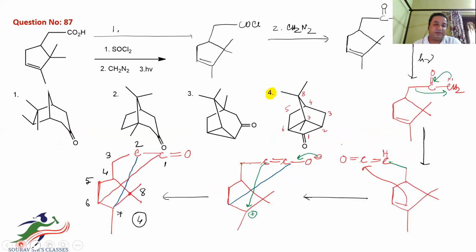Okay, for the next one, here in question 87, we have to find out the product that is formed. And here, if you're treating with thionyl chloride, the acid becomes converted to acid chloride. And then we have diazomethane, which will make an attack on the carbonyl group, and a nucleophilic substitution addition reaction will take place to form a diazoketone.